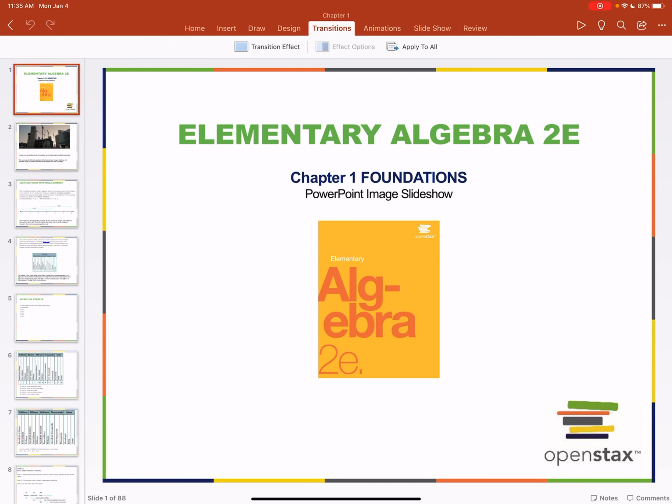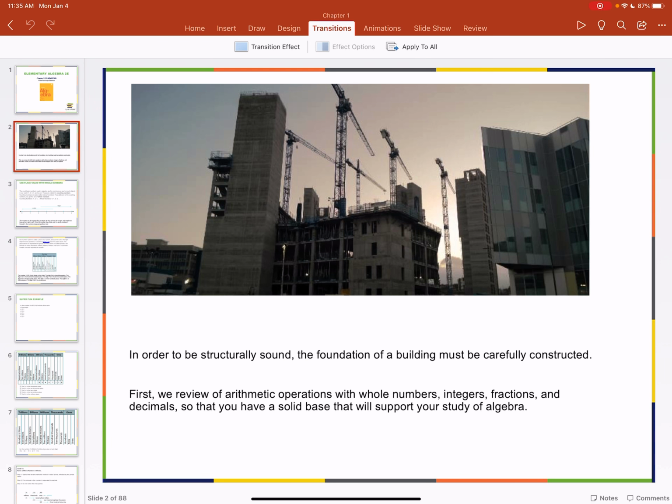Okay, and welcome to chapter 1. So, very excited about that. All right, so chapter 1 talks about the foundations, which is basically what are the skills that you're going to need to do well in this course. Okay, so we're going to talk about operations that involve whole numbers, integers, fractions, and decimals, so that we make sure that your base is super solid. So when you start learning algebra, you're not stuck with the foundational things.